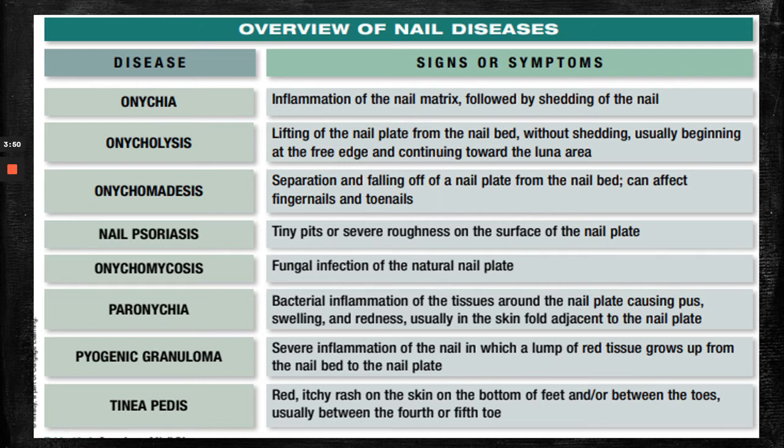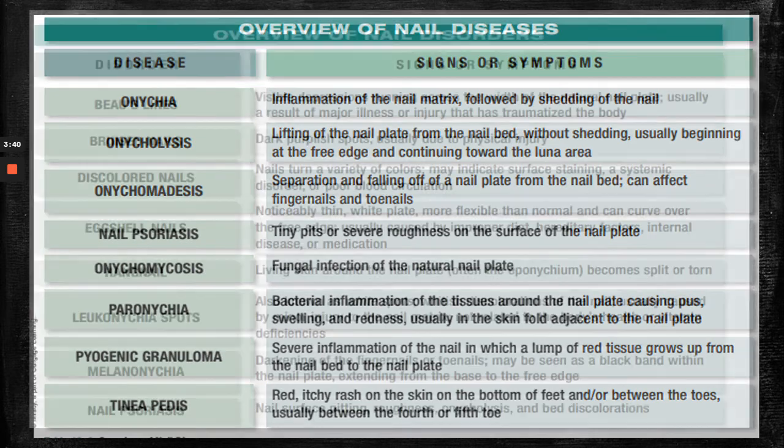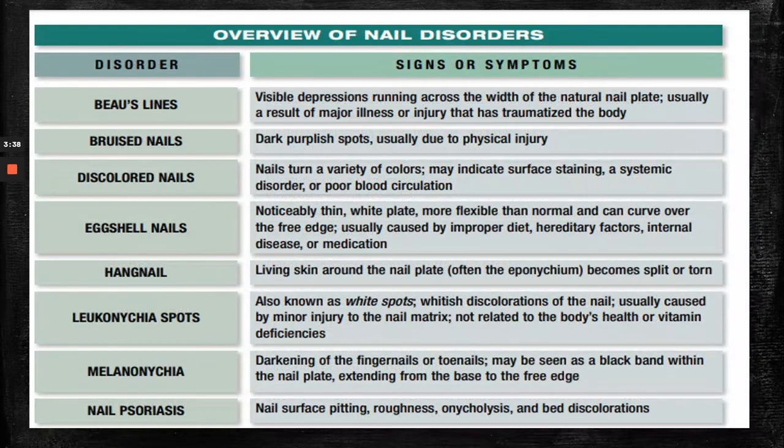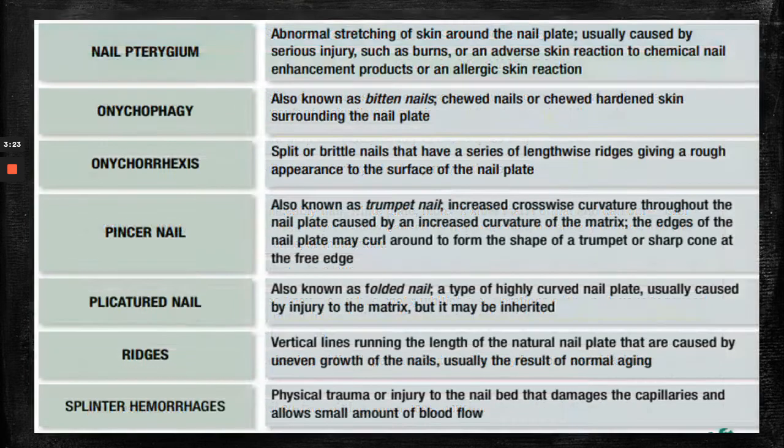And also I want to add that we have a video that goes over the entire topic of nail diseases and disorders. The next two slides are glossary terms and definitions, enough to do process of elimination for the nail disorders, starting with Beau's lines, ending with nail psoriasis. And the next group of glossary terms for nail disorders is nail pterygium, ending with splinter hemorrhages.